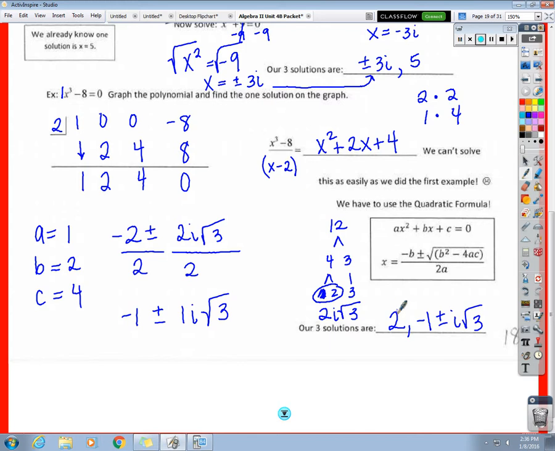So look, your first answer was real. It was 2. Your imaginary answers were negative 1 plus i root 3 and negative 1 minus i root 3. Because it's technically 2 answers: negative 1 plus all that and negative 1 minus all that.